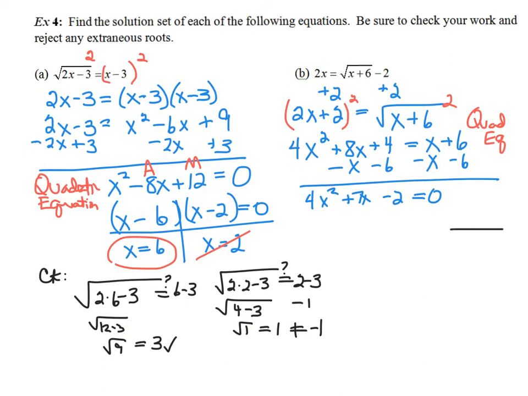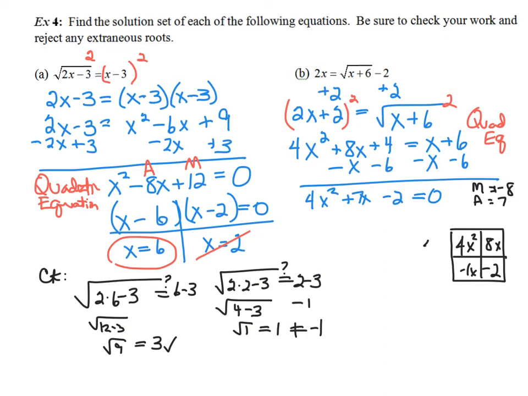I can either do grouping or I can do my box method. I love the box, so let's do that. 4x squared goes here, negative 2 goes here. I have to find two numbers that multiply to give me negative 8. And when I add them, I have to get positive 7. So if I think about this, positive 8x and negative 1x are my combination that work.